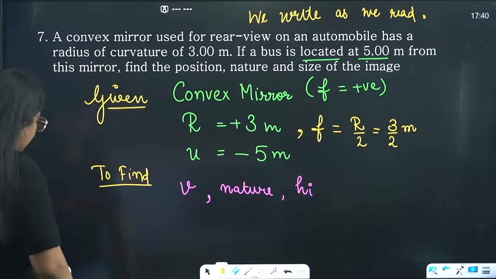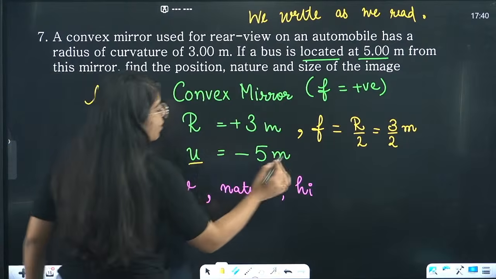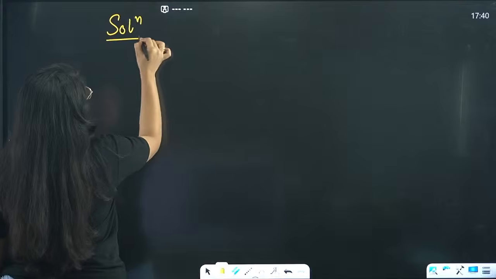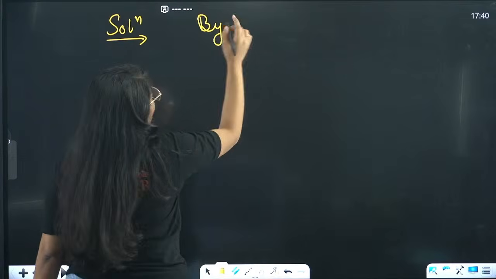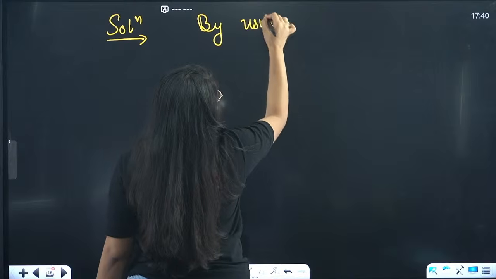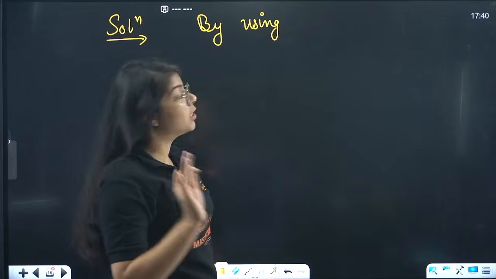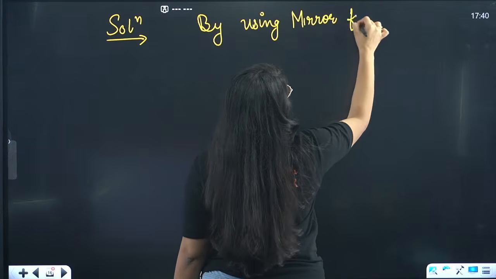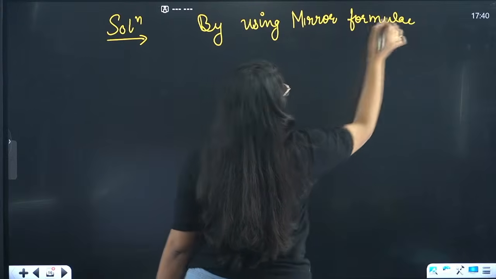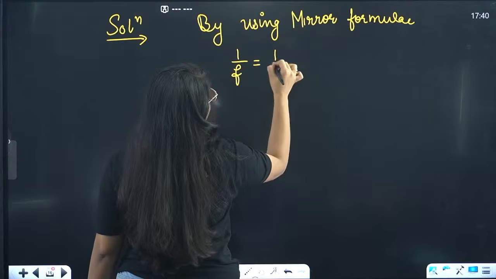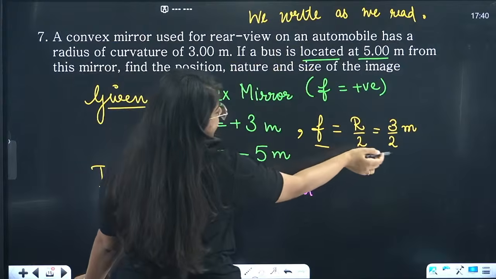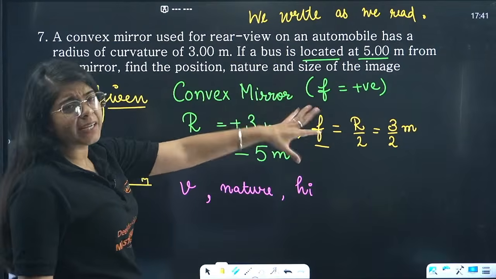Okay, now in the solution, we have U, we have focal length. From mirror formula we can easily find V, right? Everything is in your solution. Now how do you have to write? See very carefully. This is where you have to learn presentation skills. These are more important. By using mirror formula, we have 1 by F equals 1 by V plus 1 by U. Now 1 by F is given as basically 1.5, so we'll write 3 by 2.